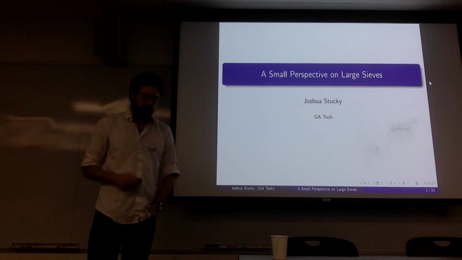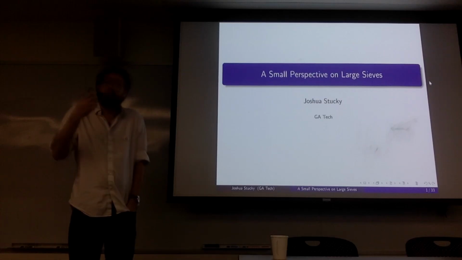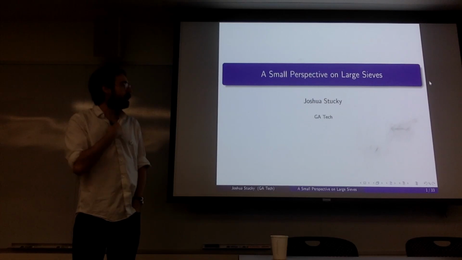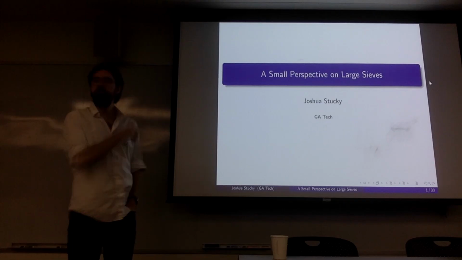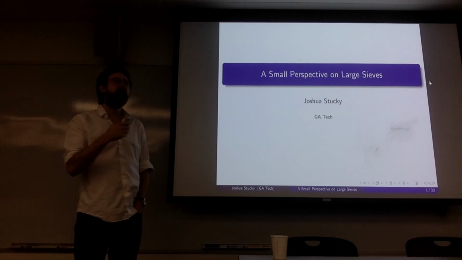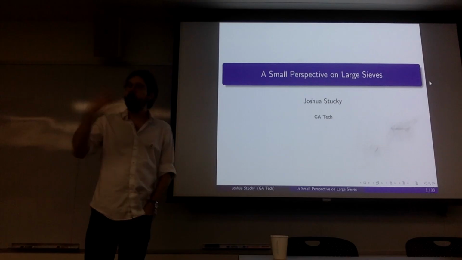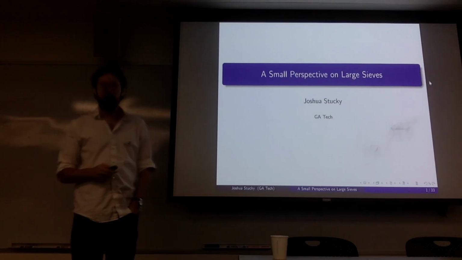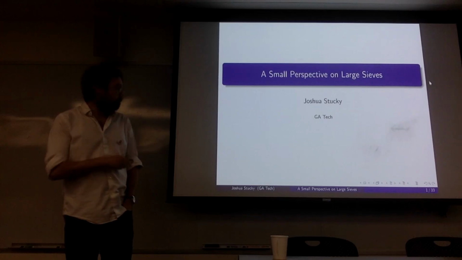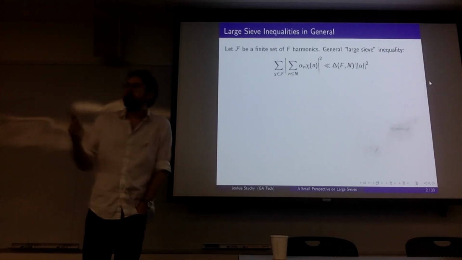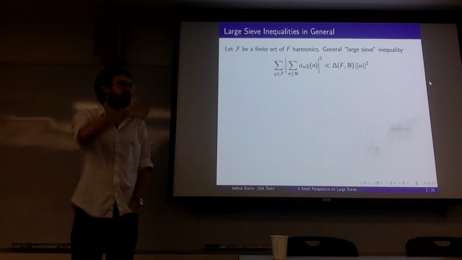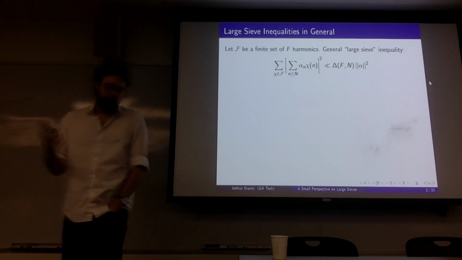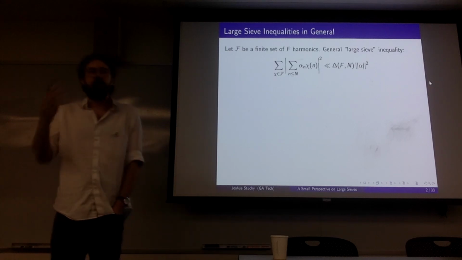So yeah, I want to talk about a perspective on moments of L-functions. I want to talk about my perspective, a rather small and limited one, on large sieves, and in particular on this thing that Jesse and Alex have alluded to about quasi-orthogonality in large sieves. So I figured a good place to start would be large sieves in general. I was encouraged to give a gentle introduction. So I want to talk about what a large sieve is in general, and how we think about this.